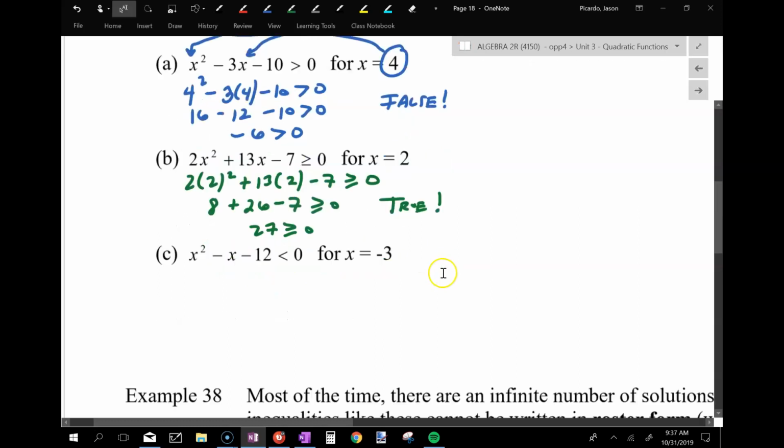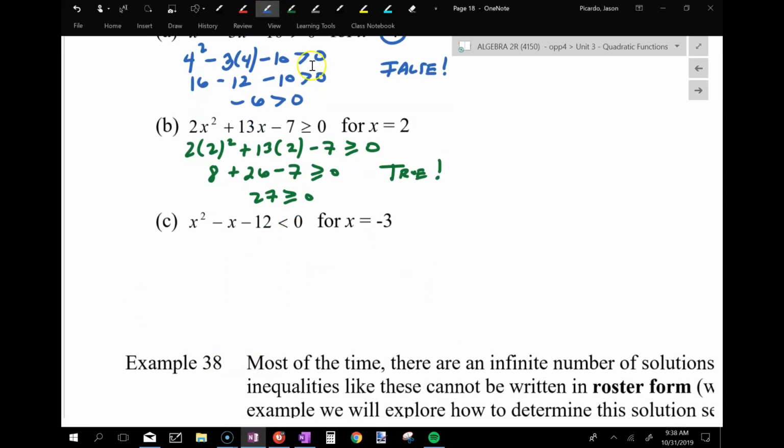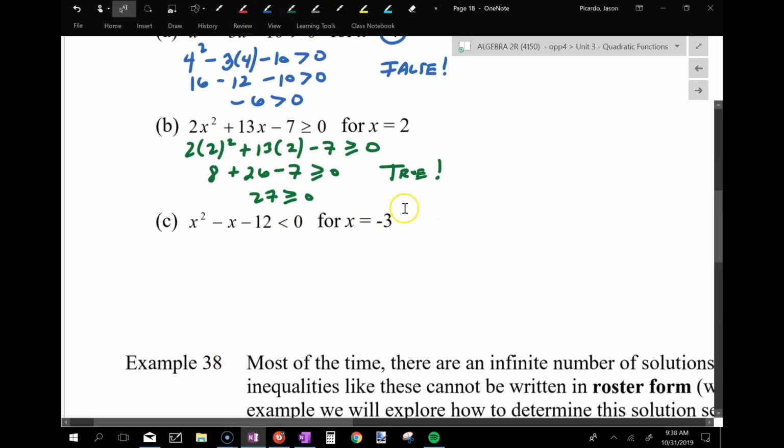Gotta be careful with this one, guys. I'm going to do this without actually plugging in, I'm just going to verbalize it. Ready? What's negative 3 squared? Positive 9. What's negative of negative 3? Positive 3. So now I have 9 plus 3, which is 12. I have 12 minus 12, which is 0. Is 0 less than 0? No, that's false, right? 0 is not less than 0.